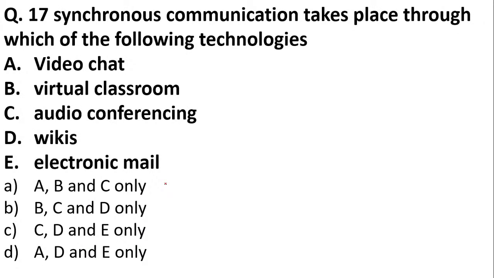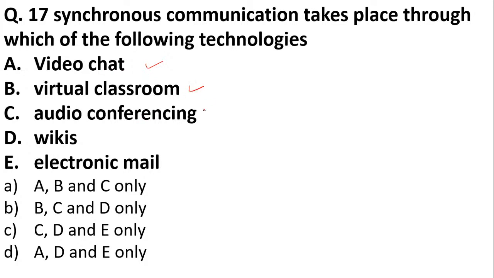Synchronous communication takes place through which of the following technologies? So for synchronous communication, it is video chat. When you are talking to someone simultaneously, like I am teaching over here and you are replying on the chat box, this is synchronous communication, right? But for people who are watching my video later, this will not be synchronous communication. It will be asynchronous communication because we are not talking at the same time. So in video chat we communicate at the same time. Virtual classroom also, and audio conferencing also.